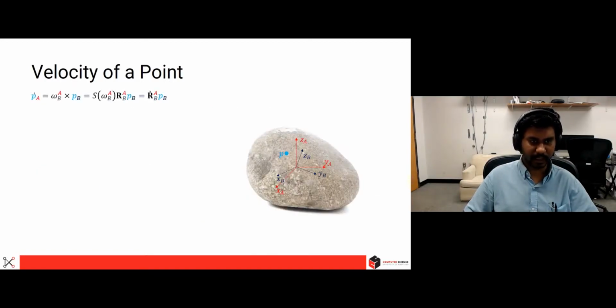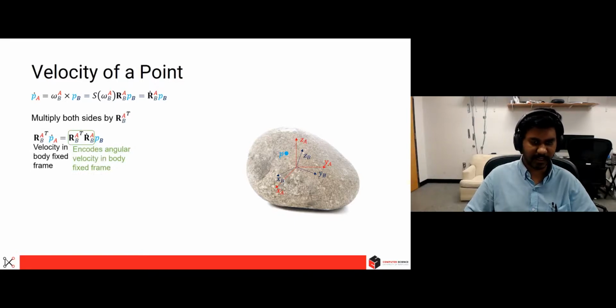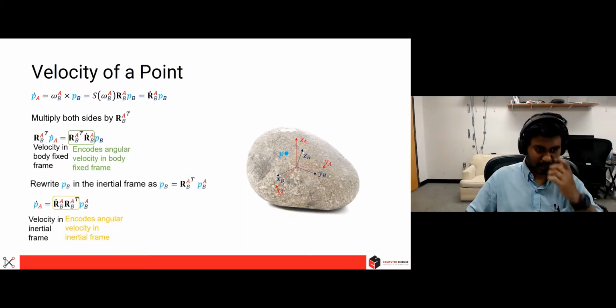Now again, we are visiting the velocity of a point, and it's the same thing with the origin being 0, and that's the last equation in the previous slide. So now you can multiply both sides by R from B to A transposed, and you would get the equation shown on the bottom here. The left-hand side is the velocity in the body fixed frame. The part in green encodes the angular velocity in the body fixed frame. And we can rewrite P in the inertial frame as R_BA transpose into P_BA. This gives you the following equation shown in the last line here.